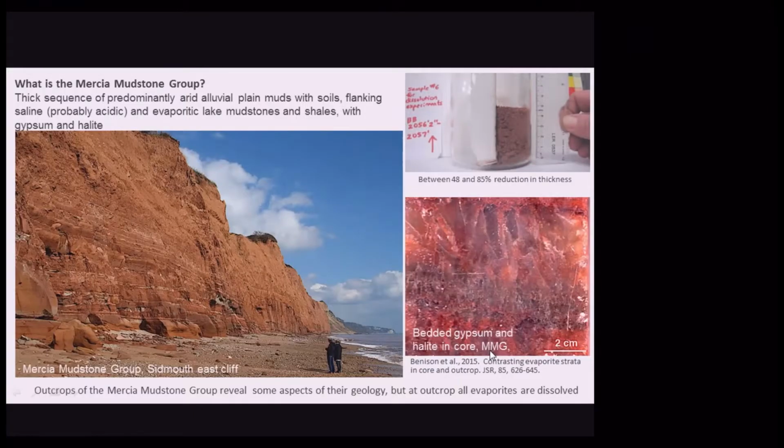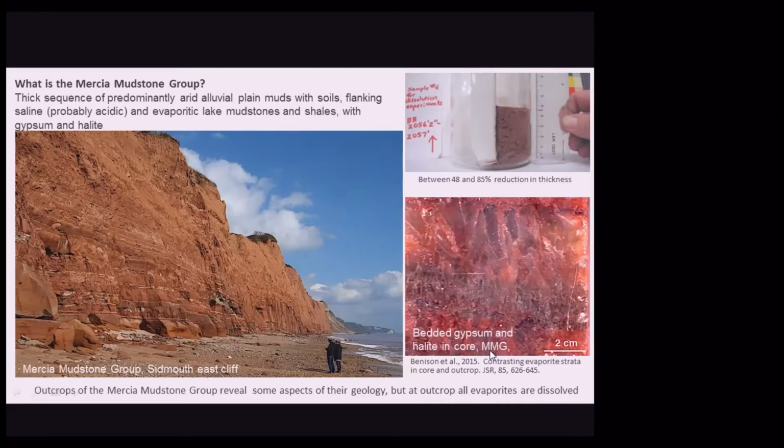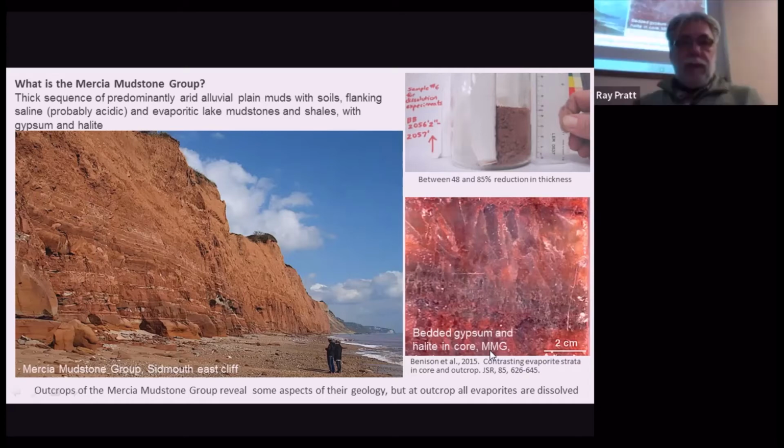So let me just quickly recap, because that probably didn't make any sense at all. Here's a view of Sidmouth East Cliff with red mudstones, and you can just about make out there are white, very thin layers. And this is the type section of the Mercia Mudstone Group on the south Devon coast. The Mercia Mudstone Group is a thick sequence of predominantly alluvial plain muds that contain soils, and they flank what were saline and probably acidic evaporitic lakes. And in those lakes, gypsum and halite precipitated, but you very rarely, in fact, you actually never see those at outcrop, or only see relics of them.